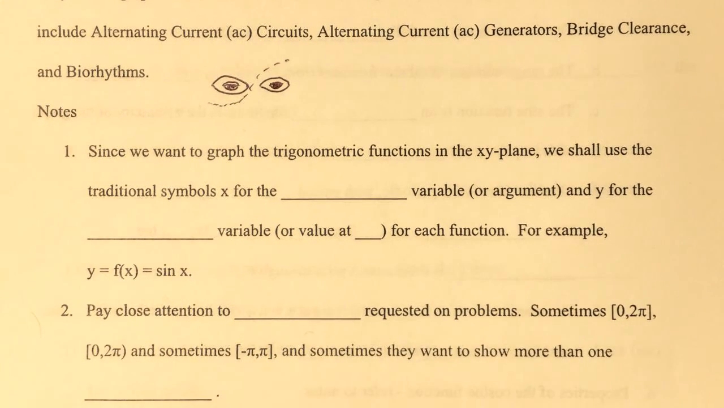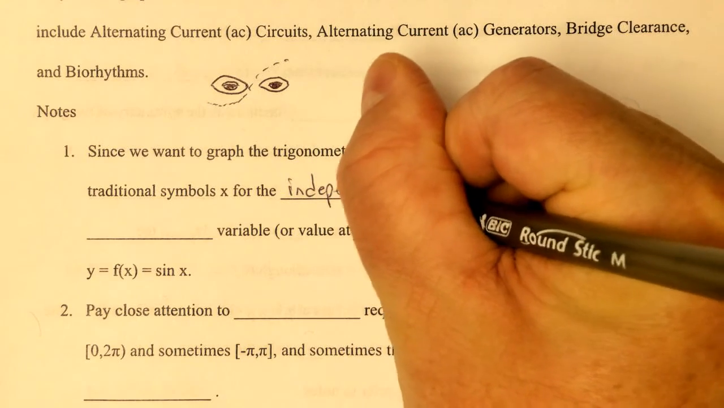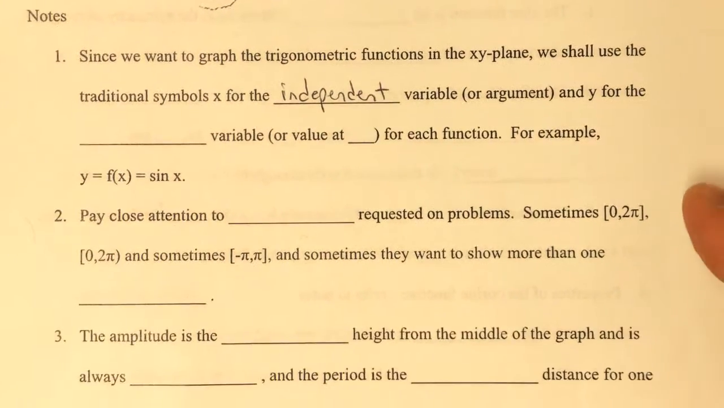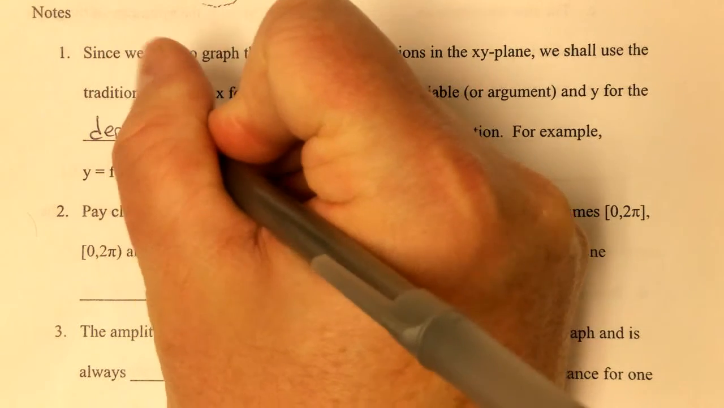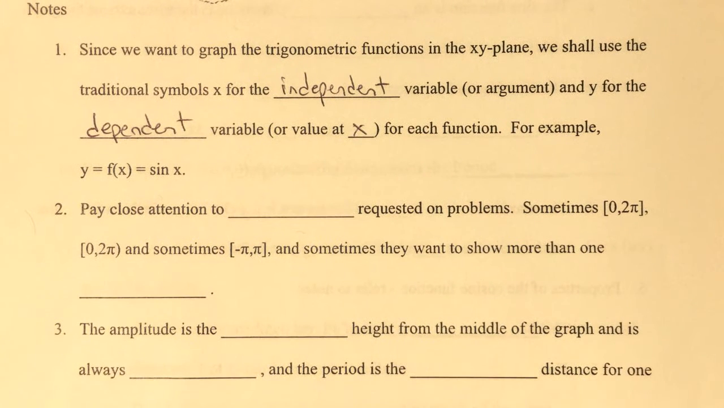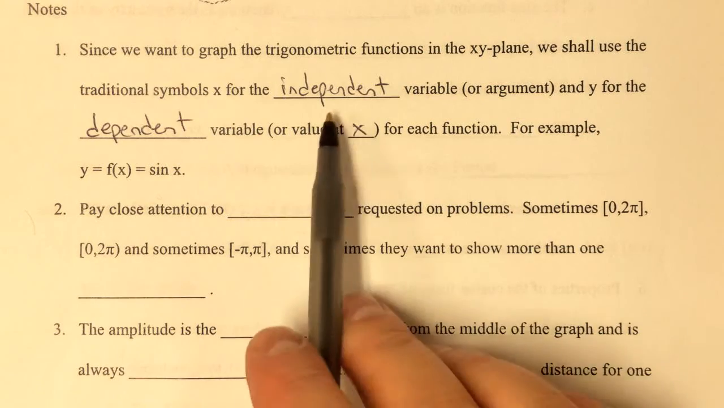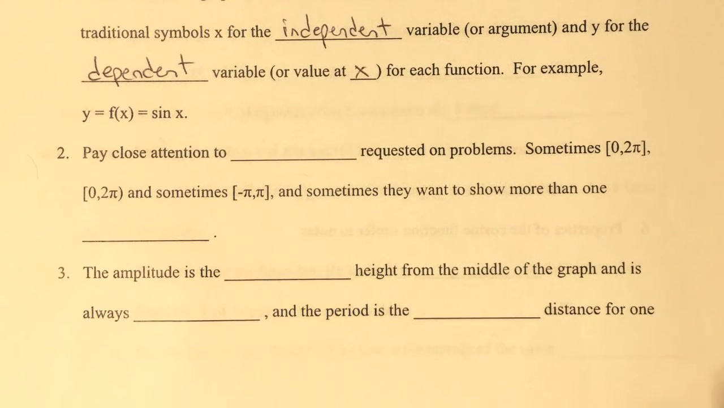So number 1, since we want to graph the traditional trig functions in the xy plane, we should use your traditional symbols: x for the independent variable, which is also called the argument, and y for the dependent variable, which is the value at x for each function. For example, y equal f of x, which is sine x. So just remember, like before, independent is x, dependent is y, which is also called the value of x.